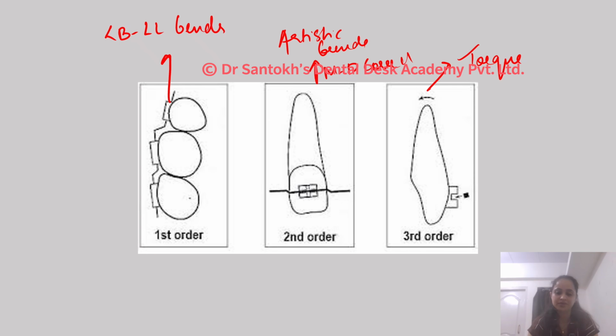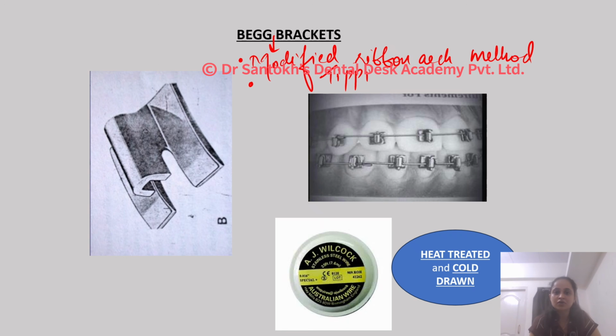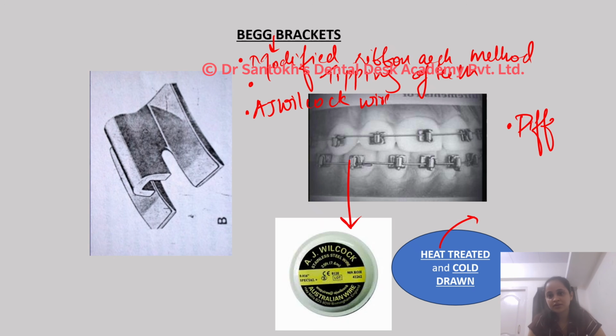Okay. Next, sometimes they can ask you about Begg's bracket. Okay, Begg's technique. So remember some important points regarding this. This is also known as the modified ribbon arch method. It will cause tipping of teeth. It uses AJ Wilcock wire, which is a heat treated and cold drawn wire. It uses the differential force method and it is divided into 3 stages. So these are some points that you should remember about Begg's technique.